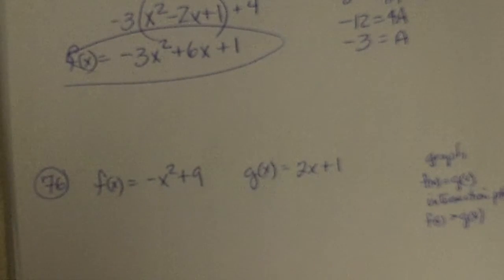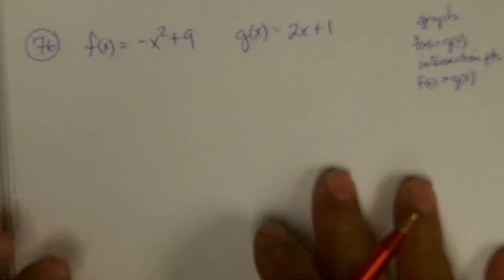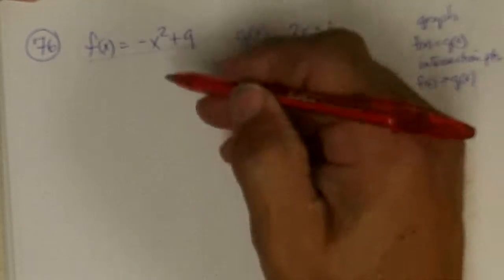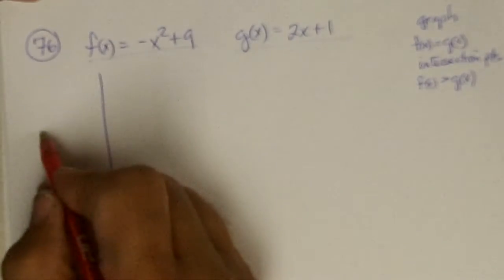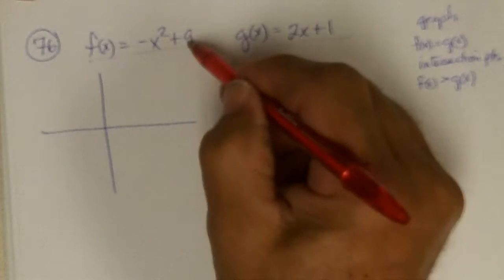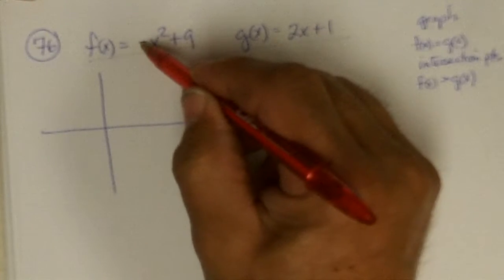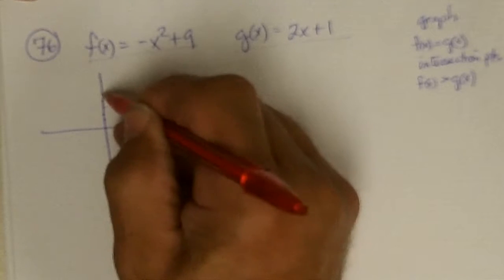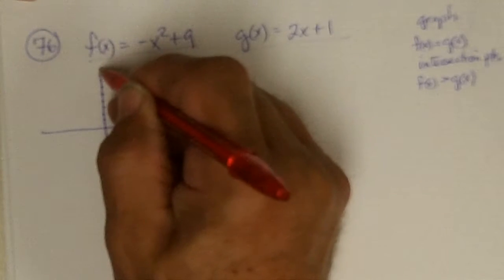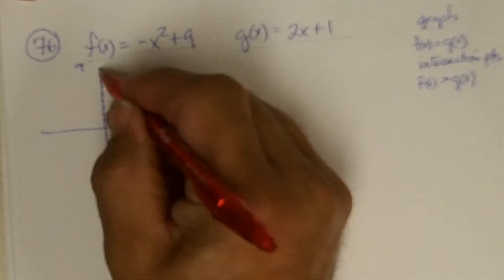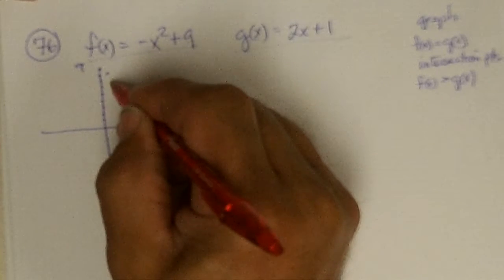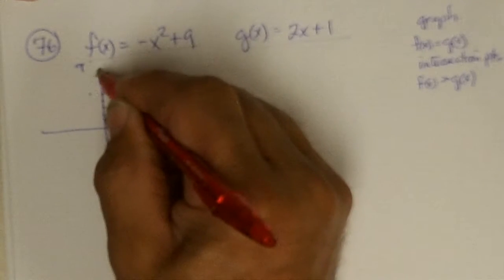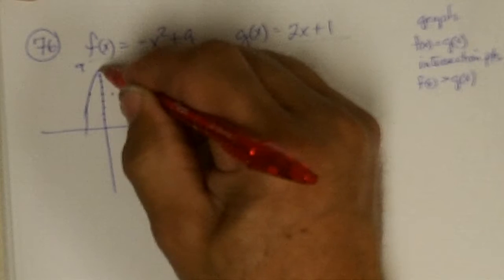Now 76 says we have f(x) is this, g(x) is this. It says graph them. So this is a parabola, a normal one that's flipped upside down and up 9. So 1, 2, 3, 4, 5, 6, 7, 8, 9. And if I move over 1, it's down 1. Over 2, it's down 4. So it looks something like this.